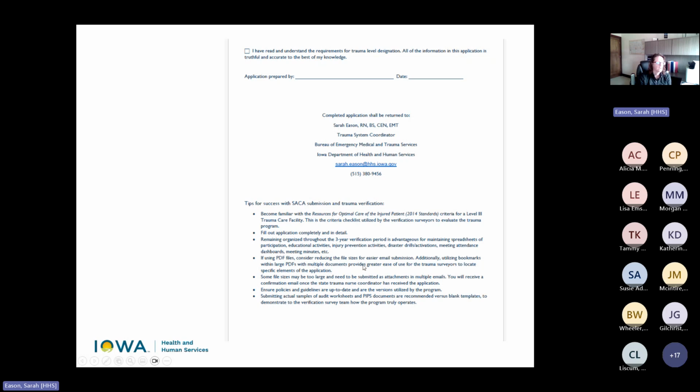Using PDF files, reducing the file size. We already talked about that for easier email submissions, and just making sure they're labeled as clearly as possible. Ensure your policies and guidelines are up to date. Don't send old policies, especially if you are a paper review, because again, in that 4-month period from the time you've turned in your SACA to the time the visit happens, I understand the policies get approved on a continuous basis, but make sure that you are sending the most up to date.